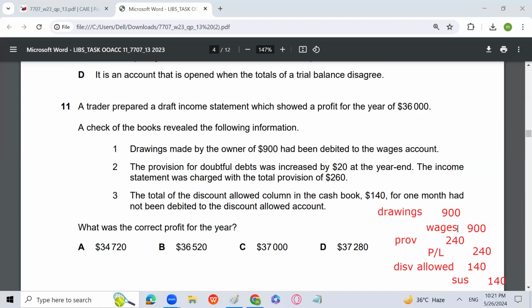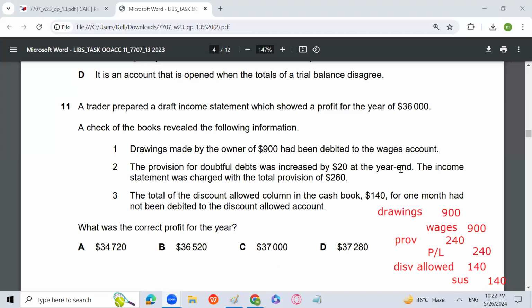So wages is credited, profit, 900 will be added. Then profit and loss account 240 credit, it will be added in the profit, and discount allowed 140 will be subtracted from the profit. So this is going to be the answer, 37. Which is the answer then? 37,000. C is the answer. If you just calculate it, you will get the answer C: 36,000 plus 900 because of decrease in expense, plus 240 and minus 140.